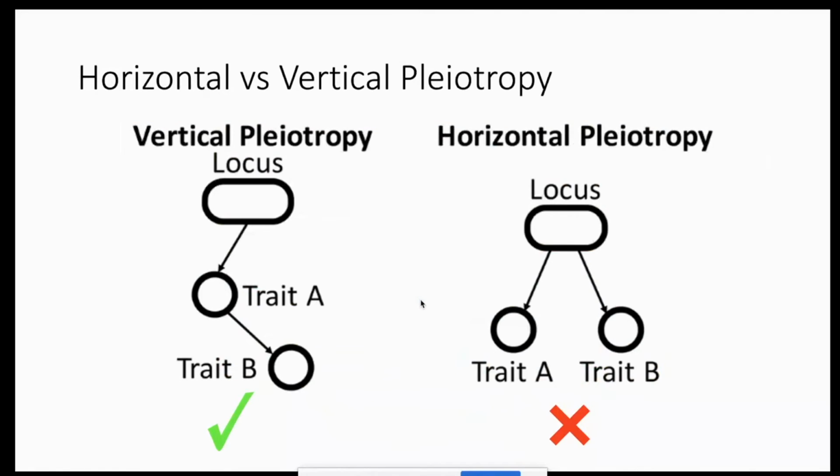There's two different types of pleiotropy, so vertical pleiotropy and horizontal pleiotropy. Vertical pleiotropy is actually what's happening in Mendelian randomization anyway. So the locus here, or the genetic variant, is associating with one trait and then it's associating with another trait. So this is all on the same causal pathway. There's no alternative pathway. It's vertical, happening along the same pathway.